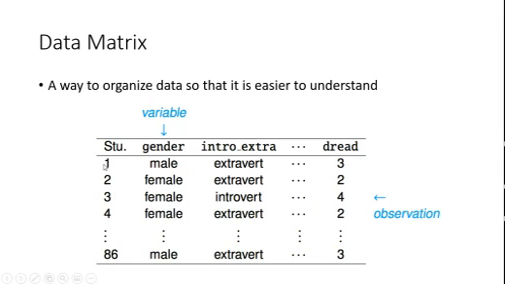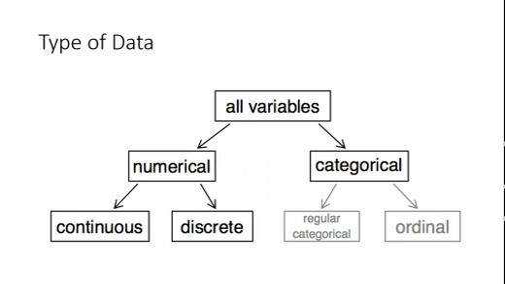Going from left to right, each row is an observation. So you see student 1 is a male, an extrovert, their dread was 3, with other information in it. Student 2 was female, an extrovert, and the dread was 2. Student 3 was also female, an introvert, and the dread was 4. So going all the way across horizontally is one observation, one person.